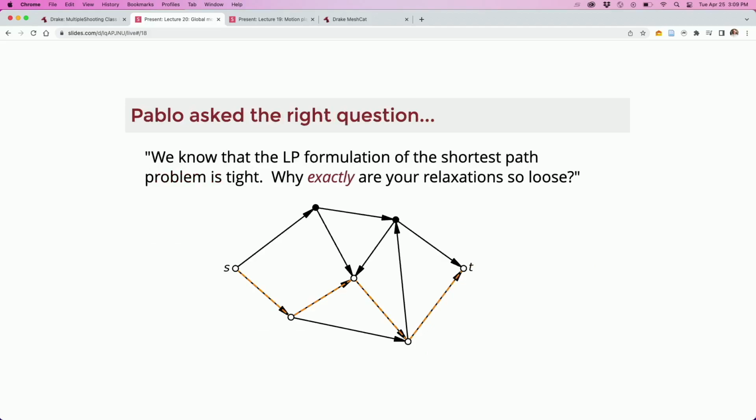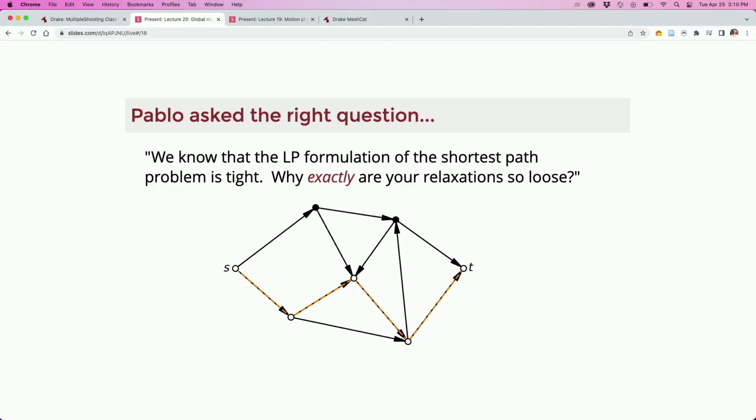So we've been working with Pablo Perillo, and I mentioned him a number of times, but he's a close collaborator with us. And I was complaining one day about how we know how to write these, especially planning through contact, as mixed integer optimizations, but our relaxations are so loose and the solvers take forever. It's just something's wrong. And he called me on it.